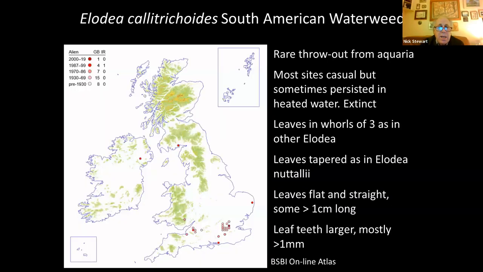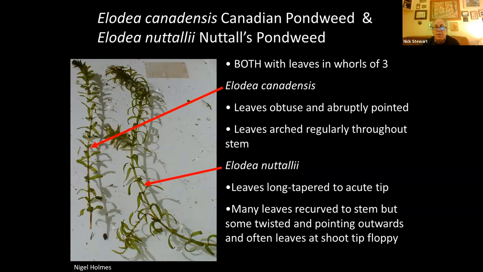Oh, I should say that one of the important things that separates Elodea from the other ones in this group of species is that the leaves are in whorls of three. Most of the other ones have different combinations of whorls, and we'll come to that in a moment.